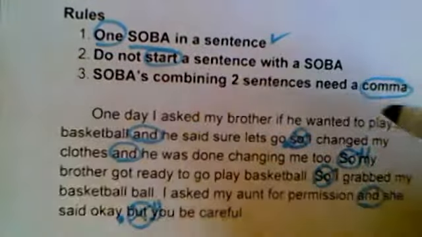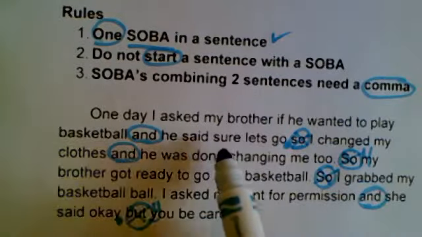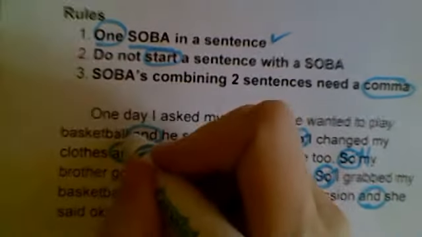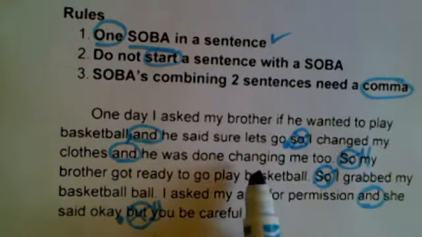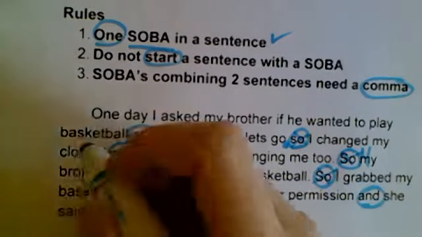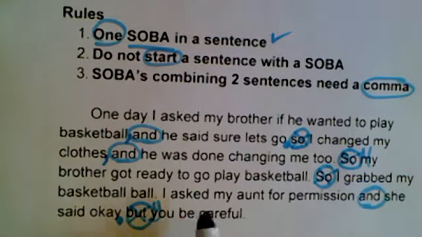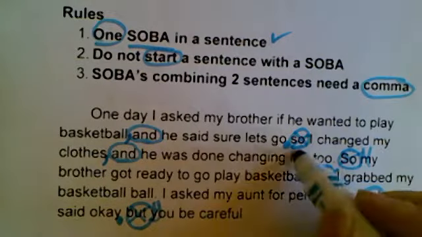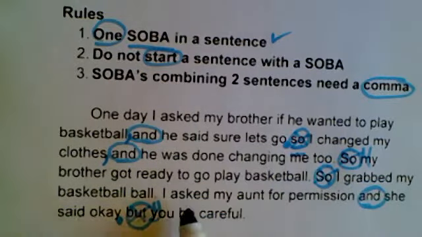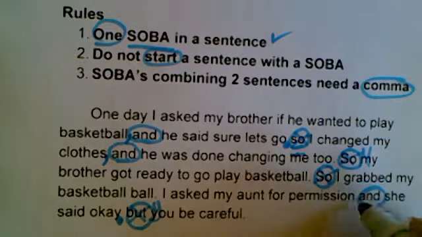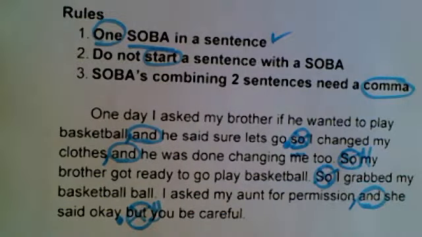Okay, SOBAs combining 2 sentences need a comma. One day I asked my brother if he wanted to play basketball, comma, and he said, "Sure, let's go." I changed my clothes, comma, and he was done changing too. I think we want to get rid of me. My brother got ready to go play basketball. I grabbed my basketball. I asked my aunt permission, comma, and she said okay. You be careful. I think she said that, so I'm going to just add in here, she said you be careful.